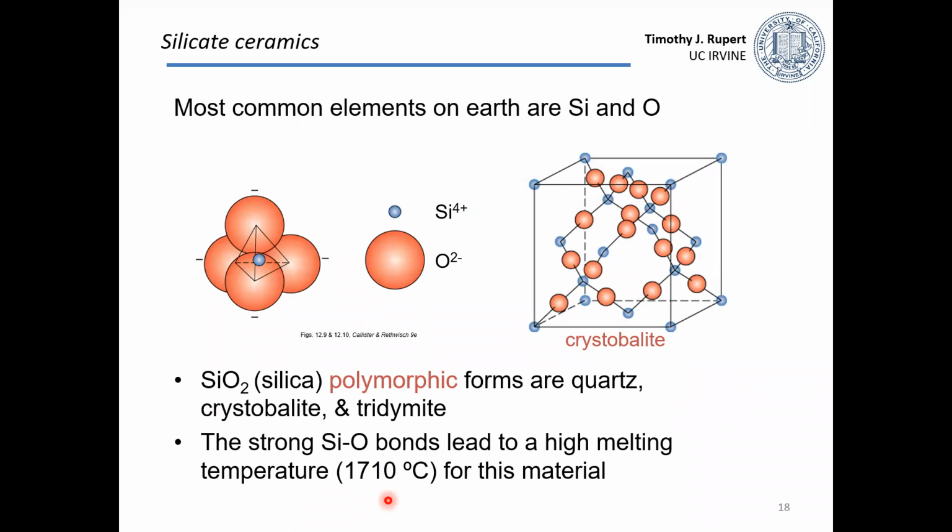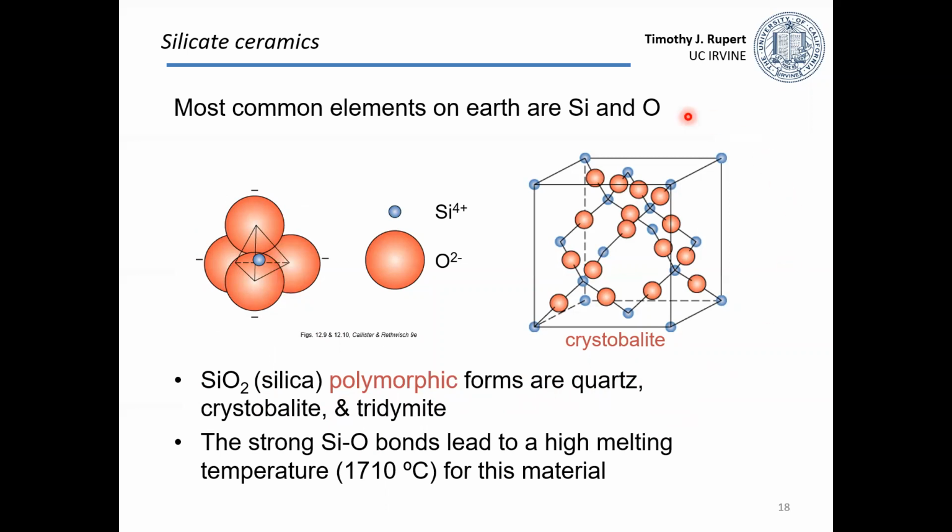And these are really important because 2 of the most common elements on Earth are silicon and oxygen. In this case, the silicon is inside of a tetrahedral site, so it's surrounded by 4 oxygens. But what's also interesting about the silica is that there are lots of different polymorphic forms we can have. So quartz was a good example that we started with, but there are other examples too.